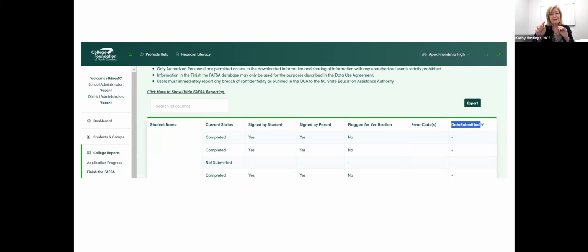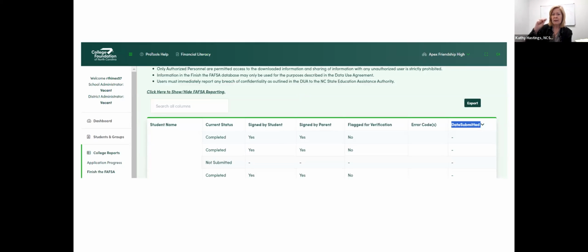We don't unfortunately have an example of the error code, but normally if there is an error code, you would see that in the error code column. When you hover over it, it'll pop up and let you know what the error is and the next steps the students need to take to remove that error. And then the last column is a request that one of you all made of us, so we added and made this available: the date submitted column.